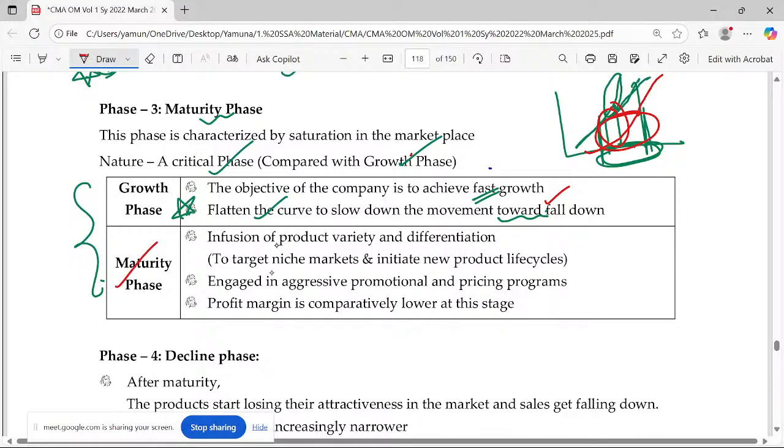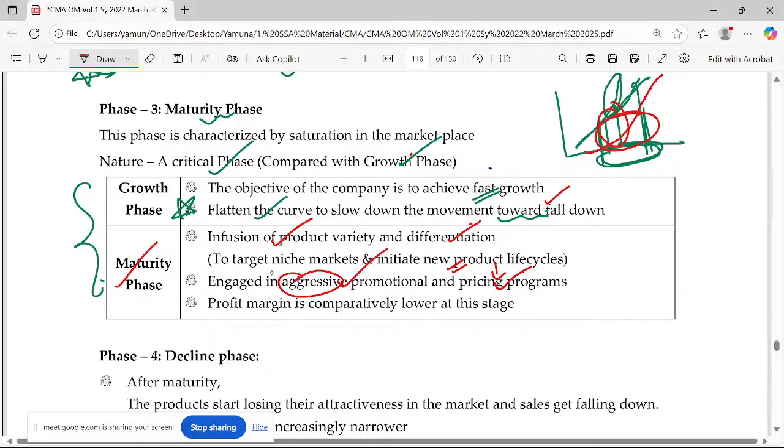Maturity phase is the infusion of product variety and differentiation. Yes, you have to do that because you have to go for new product life cycles over here. Aggressive promotional and pricing programs have to be done. The first time it's not going to be aggressive, but you have to promote the product. Here you're not promoting the product alone. You have to focus on the price, and when you go for promotion and advertising in the maturity phase, it becomes a business promotion.